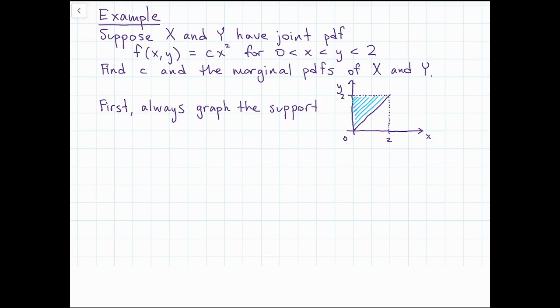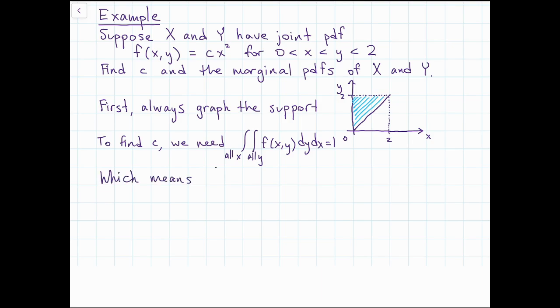In order for this to be a valid probability density function, we want to find the value of c such that the integral over the entire range of f of xy is equal to 1. And we could do this integration in either order.